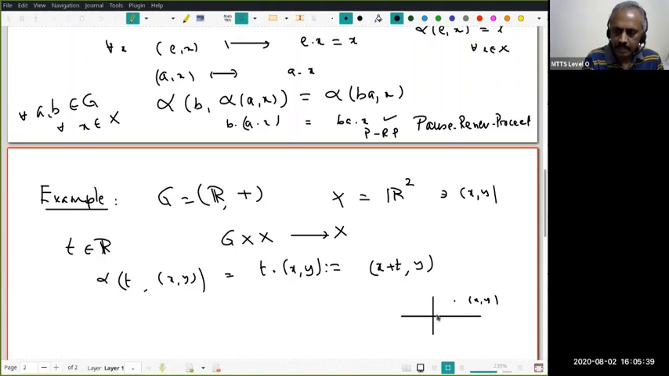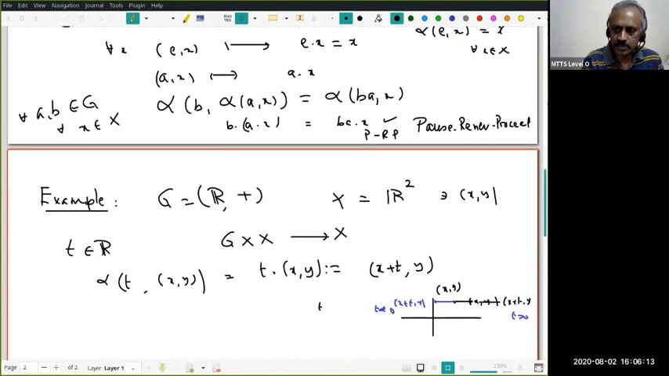Okay. And a real number T, when it acts on that, what does it do? It translates X by X plus T. If T is positive, it will be this. This will be XY. This will be X plus T comma Y. If T is negative, it will go on this side. This may be X plus T, Y. If T is positive, it will be like this. Okay. That's all the action is.